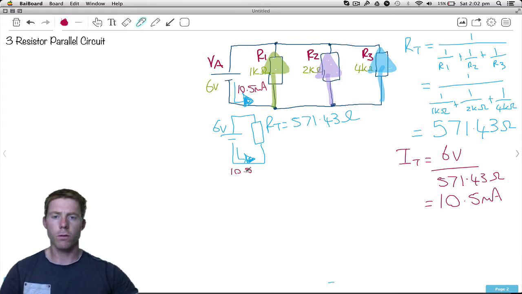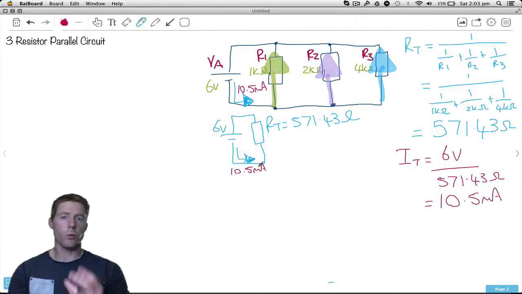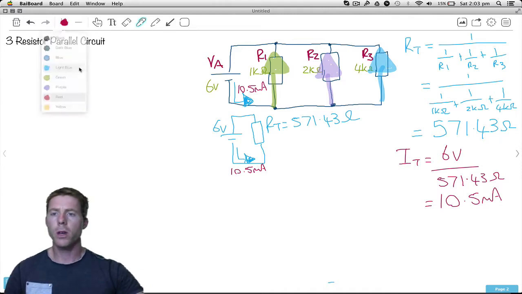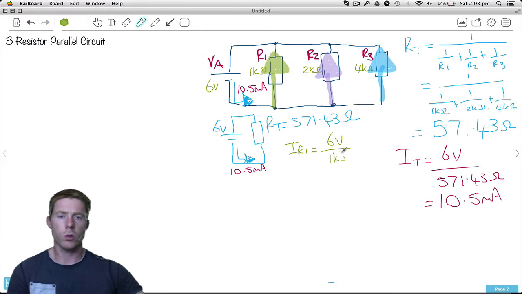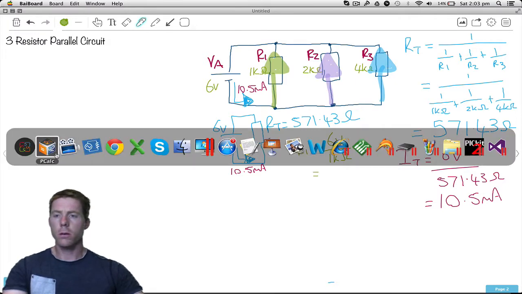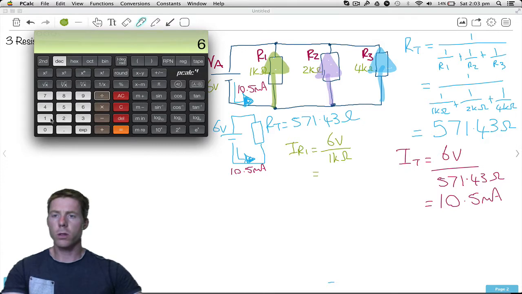So the amount of current here is 10.5 milliamps. Same here, 10.5 milliamps. But there's more calculations we can do. We can figure out how much of that 10.5 goes up each one of these resistors. We'll start with the green one. So we've got a 1K resistor here connected straight to 6 volts. So to work out the current through that resistor, we just need to do 6 volts, which is the voltage across it, divided by the value of it, which is 1K. Do that on the calculator. 6 volts divided by 1K is 6 milliamps.